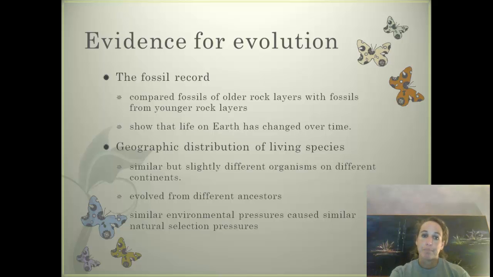Remember, that was one of Darwin's initial observations that he made when he was on his trip on the Galapagos Islands. The next thing is the geographic distribution of living species. So what that means is that if you compare organisms that live on different continents, they are similar to each other, but they really don't look alike. They don't act exactly the same way anymore. And so the conclusion that you can draw from that is that they had different ancestors, but they have similar environmental pressures. And so that's called convergent evolution. So they're living in the same place, so they've evolved similarly, but they're still different.